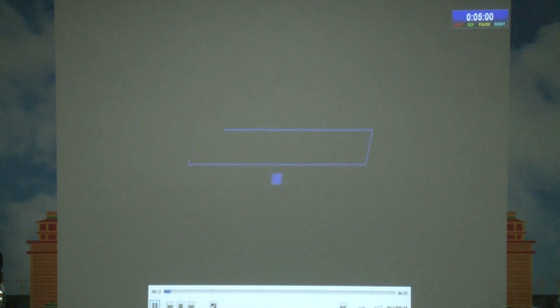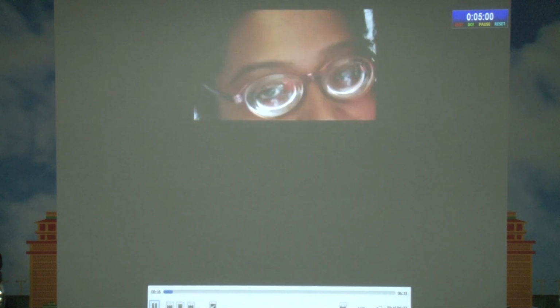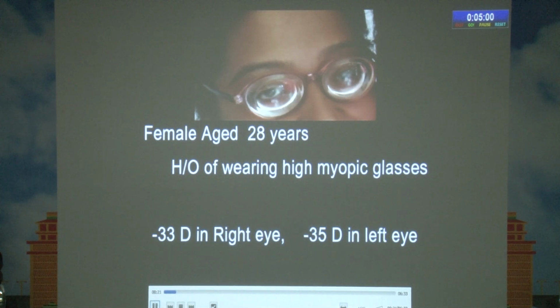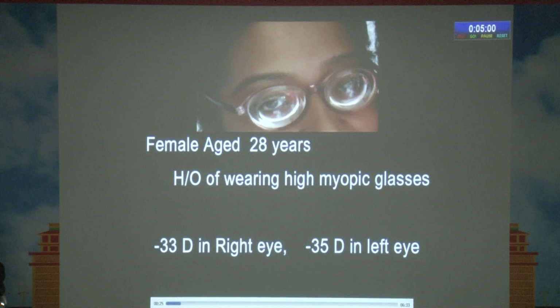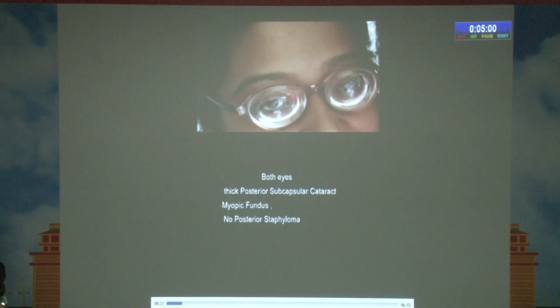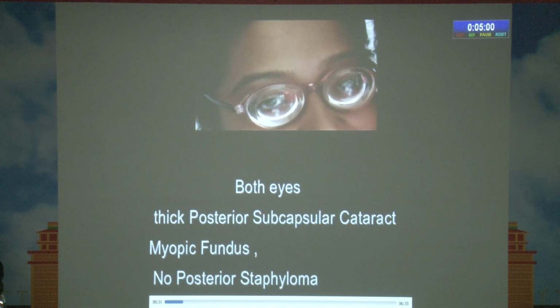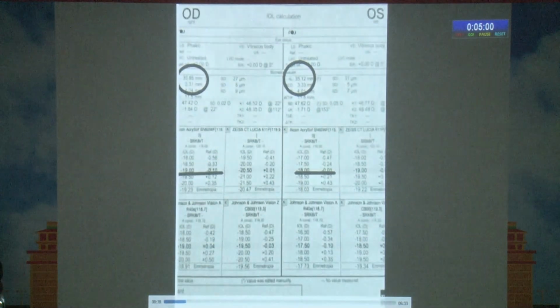This was a 28-year-old female who came to me with cataract in both eyes, -33 in the right eye and -35 in the left eye. She had a history of high myopic glasses and a myopic fundus, but somehow she did not have posterior staphyloma. We excluded it by ultrasound and other methods. There's not much myopic degeneration.